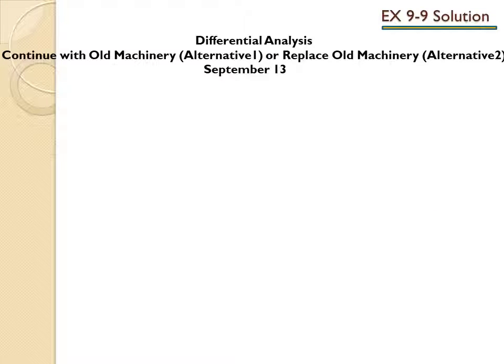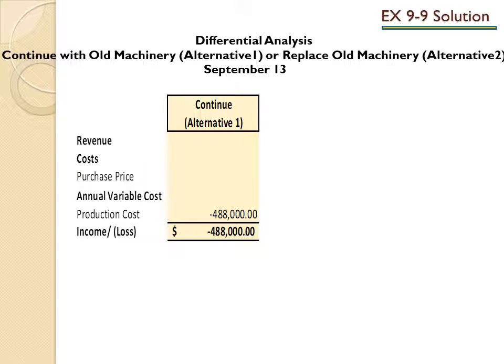Are we ready? Let's answer EX9-9. Alternative 1 is to continue with the old machinery, and alternative 2 is to replace the old machinery. Let's start with alternative 1. If we will continue with the old machinery, we will only have the production cost of $488,000 computed by multiplying $61,000 as the annual variable production cost times 8 years.